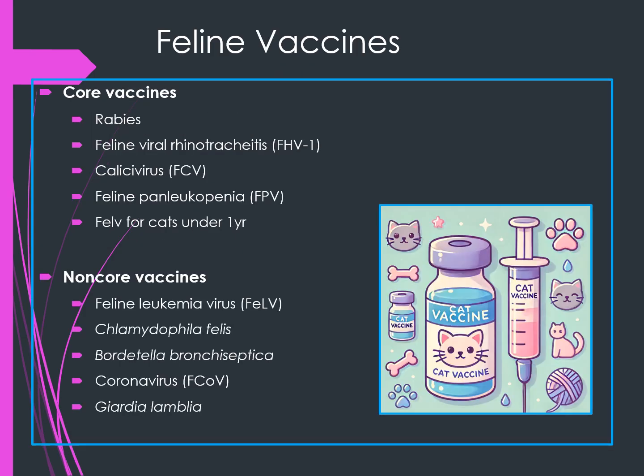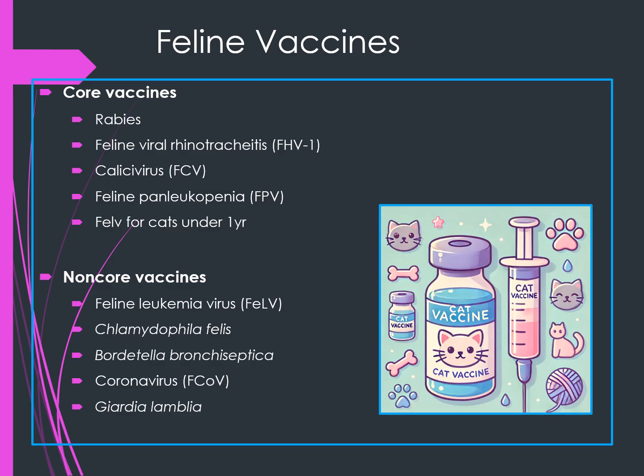Our core vaccines for felines include rabies, feline viral rhinotracheitis or feline herpes virus 1, calicivirus, feline panleukopenia, and FELV for cats that are under 1 year of age. The FVRCP combo will have the herpes virus, calicivirus, and panleukopenia all in combination.